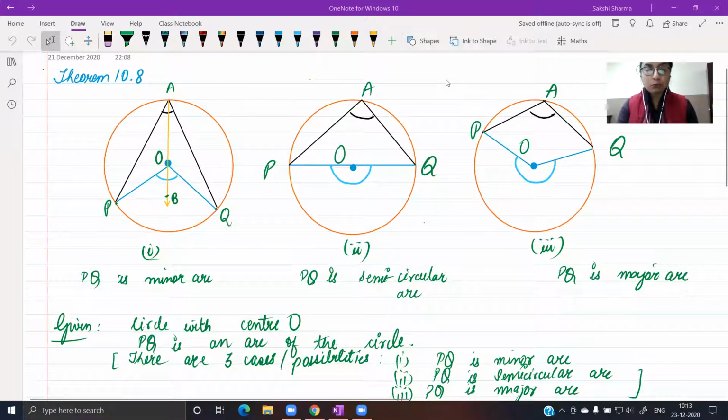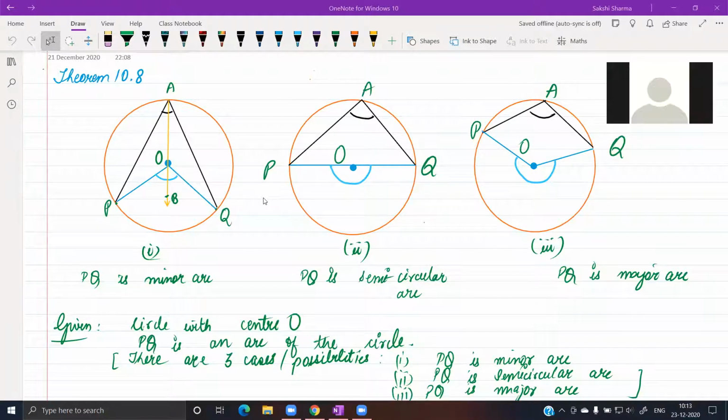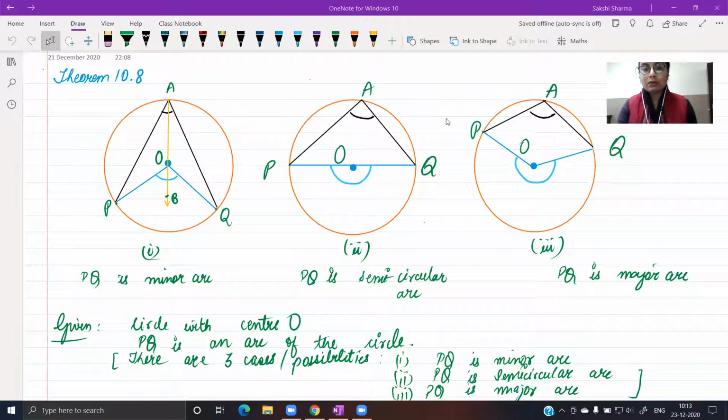That is what I want to prove in each of these cases, irrespective of what type of arc PQ is. It could be a minor arc, semicircular arc, or a major arc. The result stands true. The angle at the center will be equal to twice the angle at the circumference.